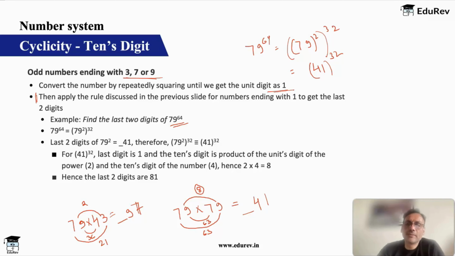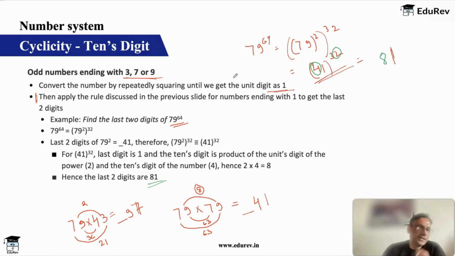So my number translates to 41 to the power 32. Now the last digit is 1, so I can apply the concept that I had learned in the previous slide. My last digit is going to be 1, and my second last digit will be the product of the units digit of the power and the tens digit of the number. So 4 into 2, 8. So the last two digits of the answer will be 81.